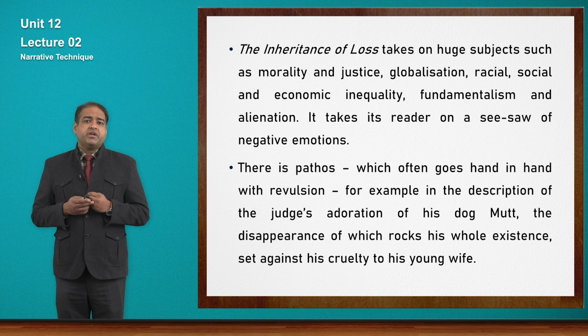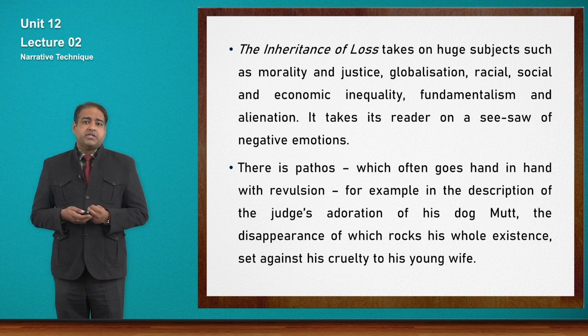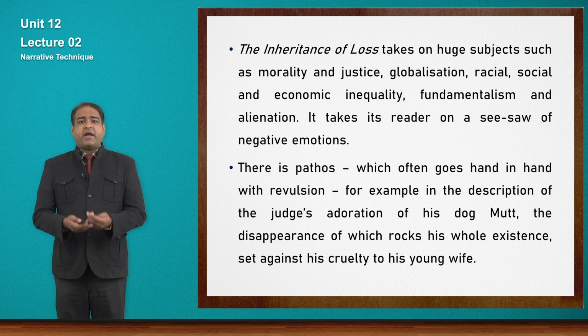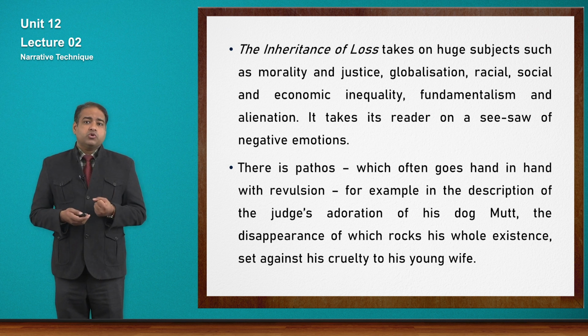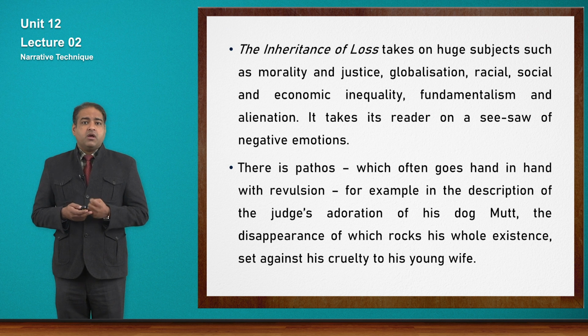When the judge used to beat his wife, readers started feeling that the judge is a very brutal person. But this is the same judge who adores his dog Mutt. How can such a brutal person love a pet, a dog? So the judge has those kinds of human feelings, human tendencies, that kind of sympathy in his behavior, but not for his wife or for any human being, only for his dog Mutt.